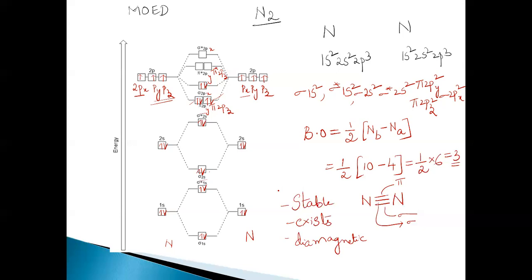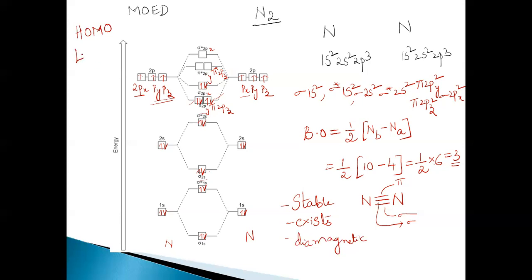And when you come to the HOMO and LUMO, what is HOMO? HOMO means highest occupied molecular orbital. Which is the highest occupied molecular orbital? This one, the highest occupied, which is filled with electrons. These are the molecular orbitals, and this is the HOMO. Right, this is the HOMO.